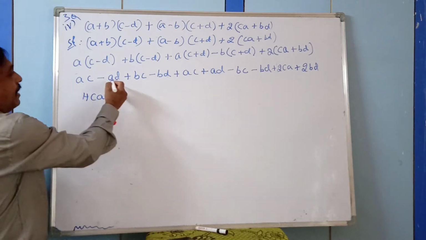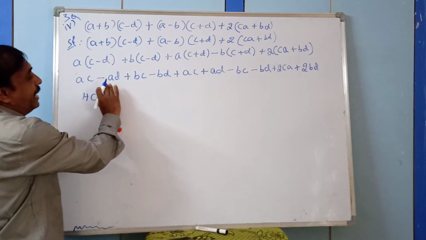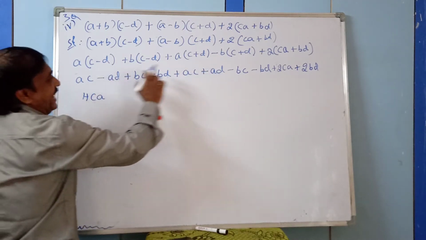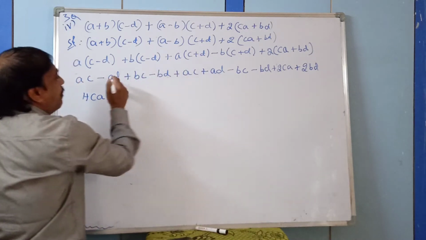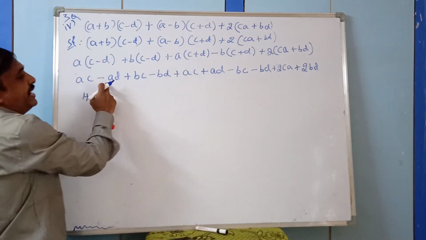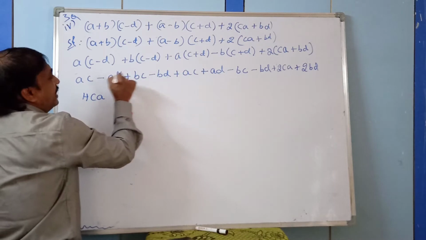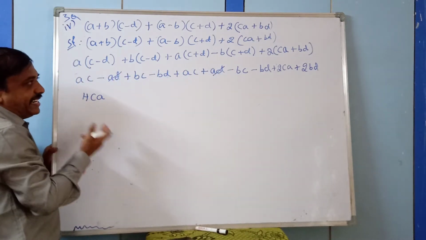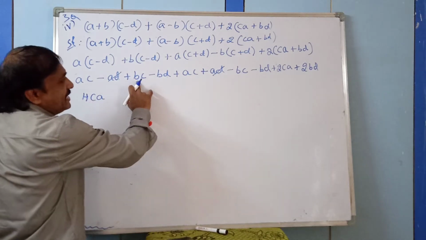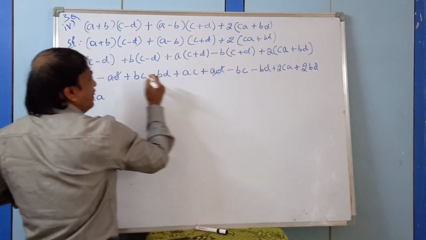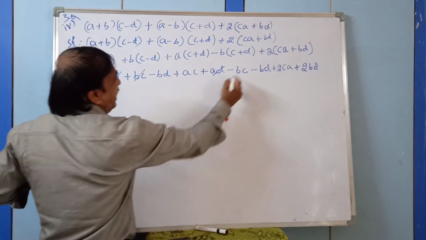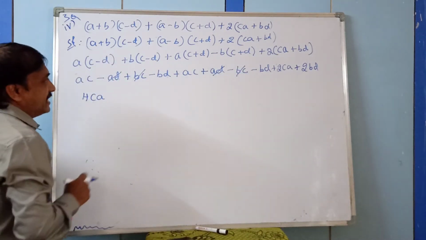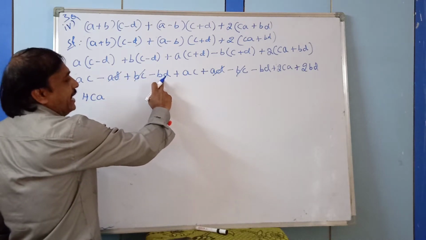Then here minus AD plus AD. Observe it. Minus AD plus AD, integer operation. This is minus sign and this is plus sign. Together will be 0. Minus AD plus AD. Next, plus BC minus BC. Observe it. Plus BC minus BC. Is it clear?